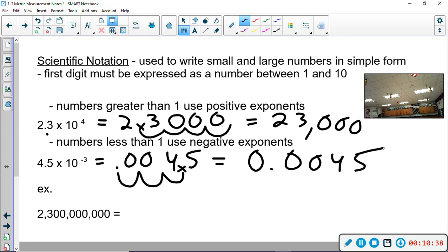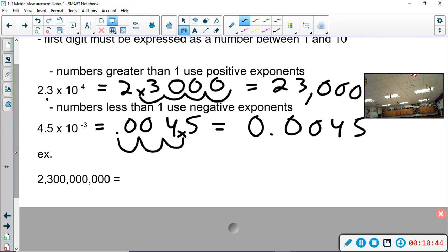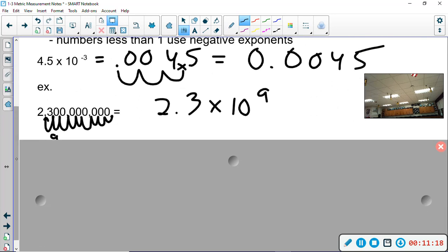0.0045. All right, and then the last one, if you want to move to scientific notation, you start with the decimal at the end, and then you're going to count the amount of jumps to get to that number. So to get a number between 1 and 10. So 1, 2, 3, 4, 5, 6, 7, 8, 9. Okay, so that was 9 total jumps. So my answer for this is 2.3 times 10 to the 9. All right, so that's what you have to do for those numbers.